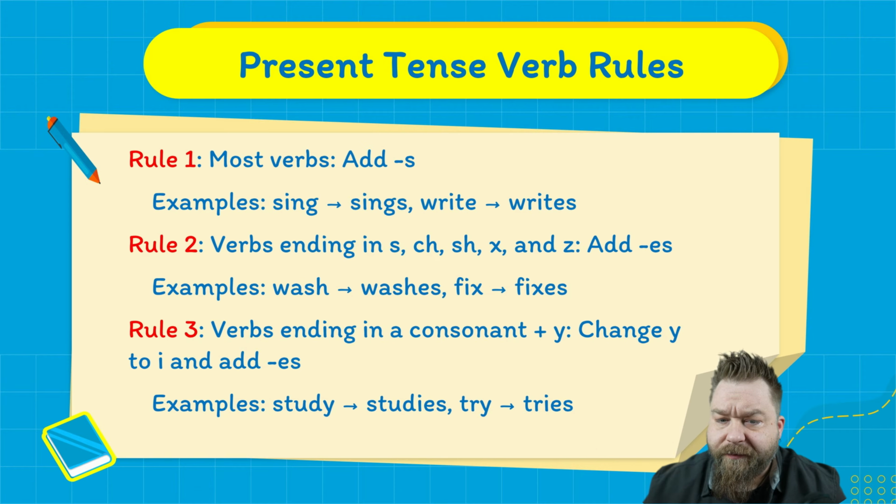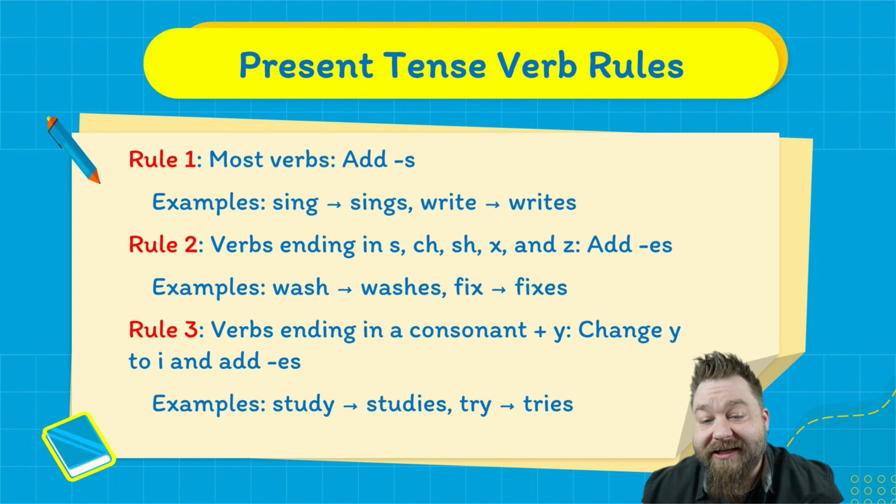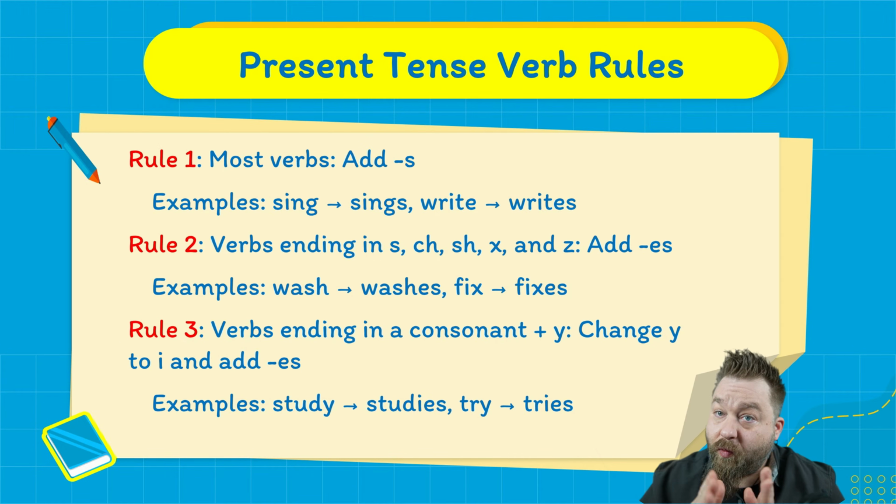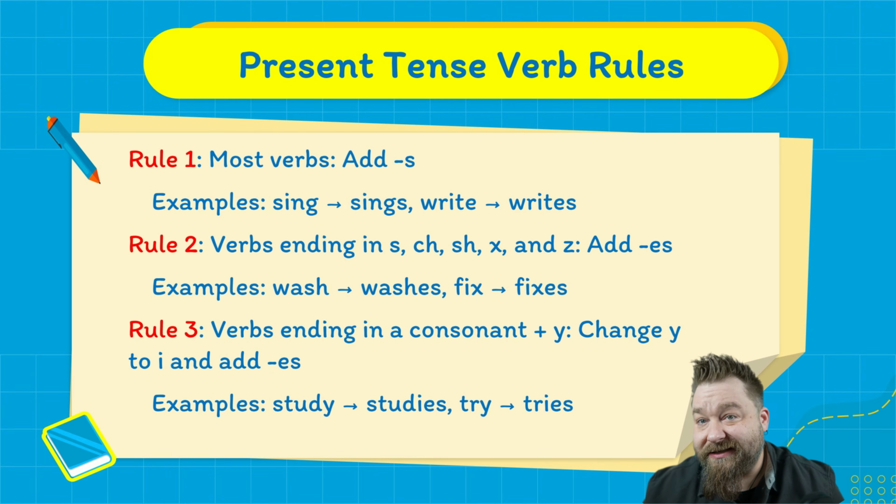How about rule number 2? Verbs ending with an S, a CH, an SH, an X, and a Z. Very specific, right? We add an ES to the end of these. For example, wash becomes washes. Fix becomes fixes. It's still pretty easy, right?